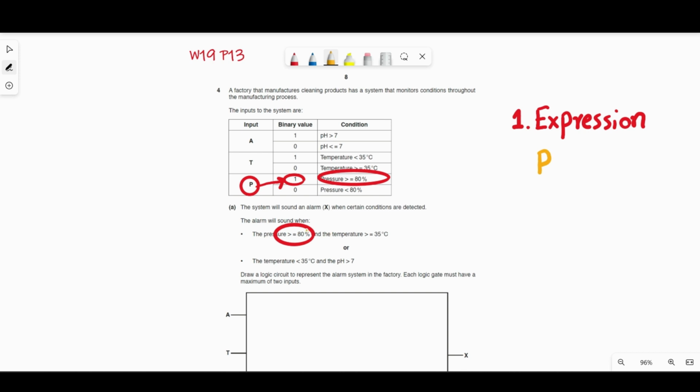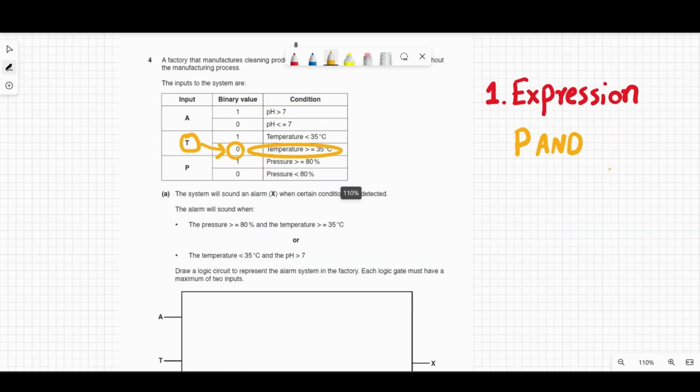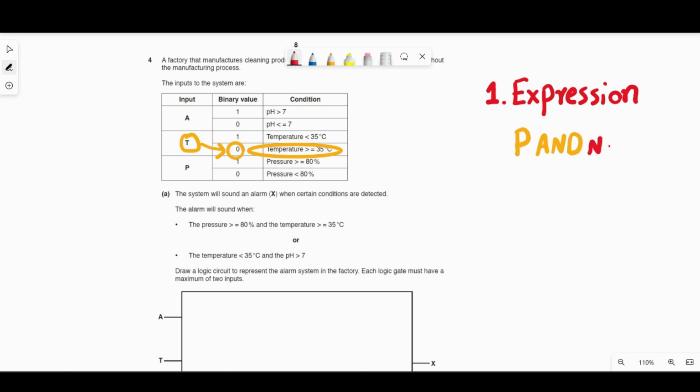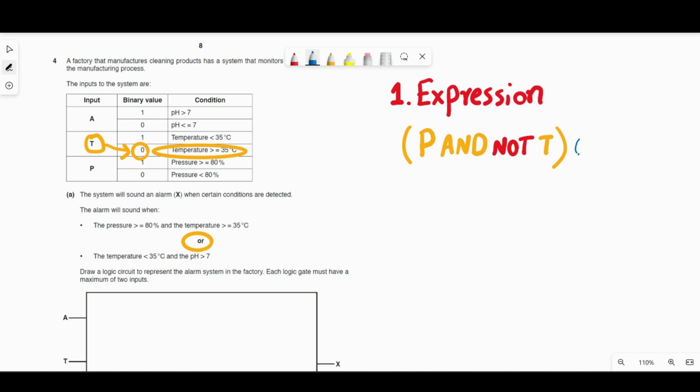Okay, moving next, AND. If you could see here, we have AND, so we'll write AND. Temperature greater than or equal to 35 degrees Celsius. Where is the temperature? Temperature is T, greater than or equal to 35 degrees Celsius, we have 0, so it will be not T. Make sure you write it as not T. P and not T, this is our first whole point. He has mentioned two points, so we have solved the first point and we'll bracket it this way. Moving towards, we have R. We'll put R in between.